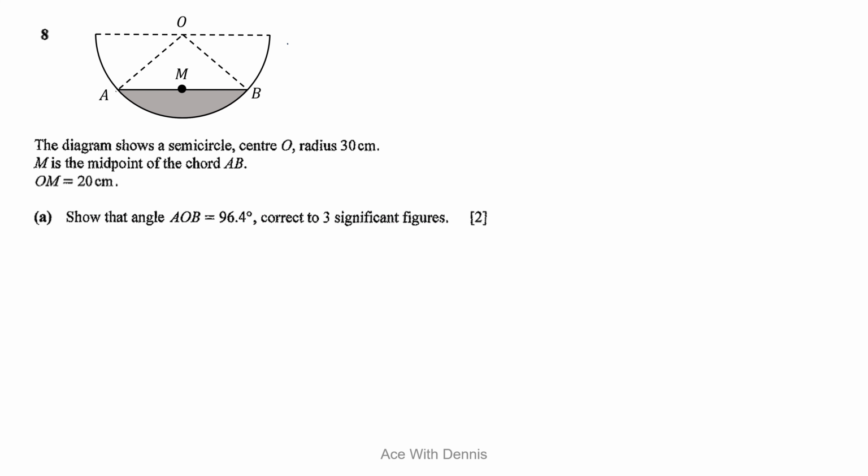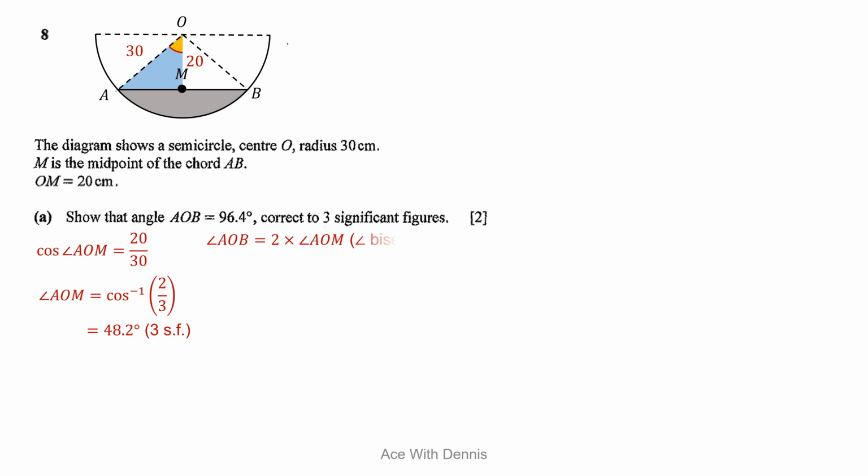2 marks. So to calculate the angle of AOB, first we need to look at this right angle triangle. Given that the radius is 30 cm, hence OA is 30. Also, OM is 20 cm. Then we need to find this angle AOM. We can use cosine angle AOM, which is adjacent over hypotenuse. So the adjacent length is 20 and the hypotenuse is 30. So angle AOM will be inverse of cosine 2 over 3. And the value is 48.2 degrees to 3 significant figures.